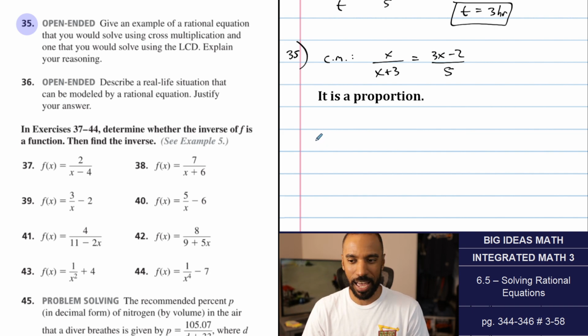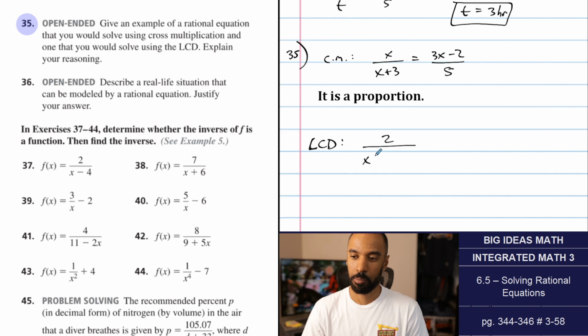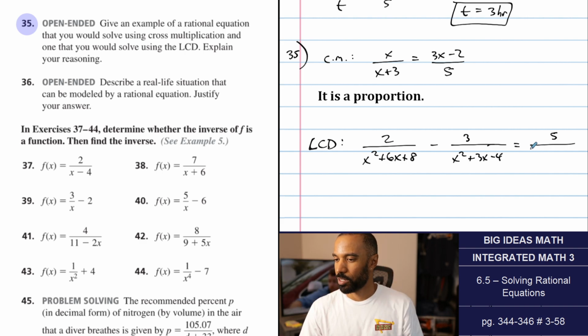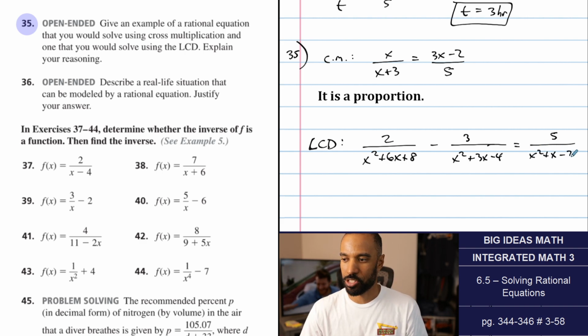Let's do, what did they say? LCD? LCD, least common denominator. Check out this one. Let's do, and I don't know if the problem is going to work well, but 2 over x squared plus 6x plus 8 minus 3 over x squared plus 3x minus 4 equals 5 over x squared plus x minus 2.